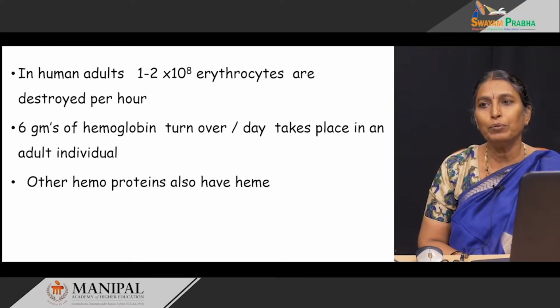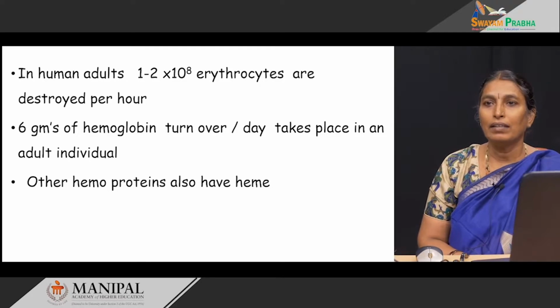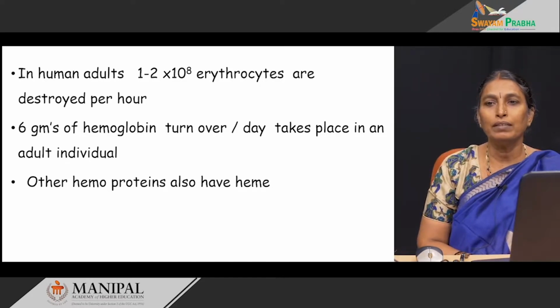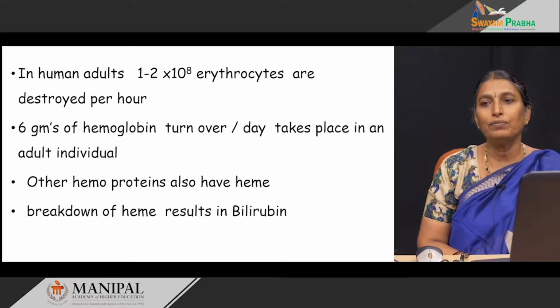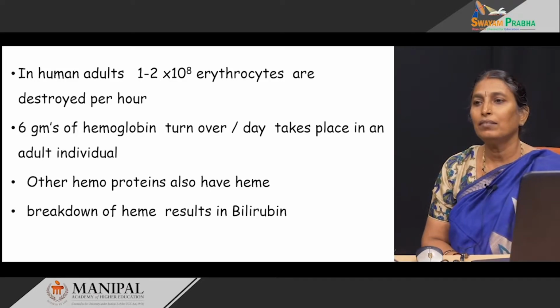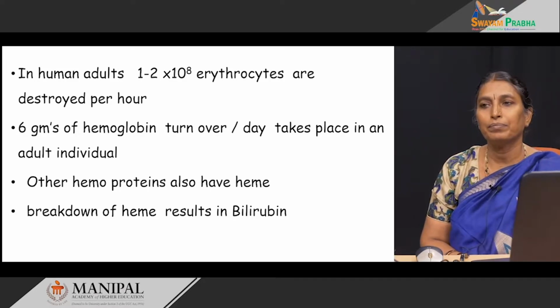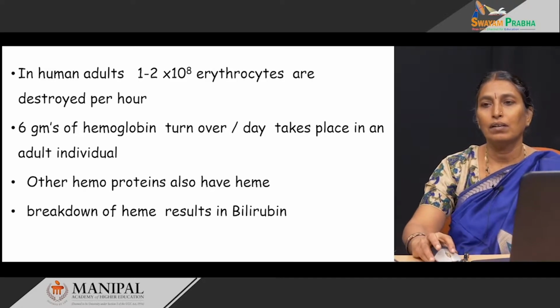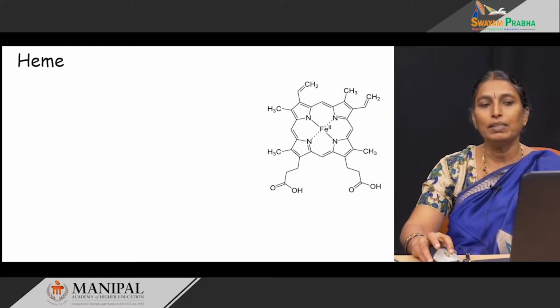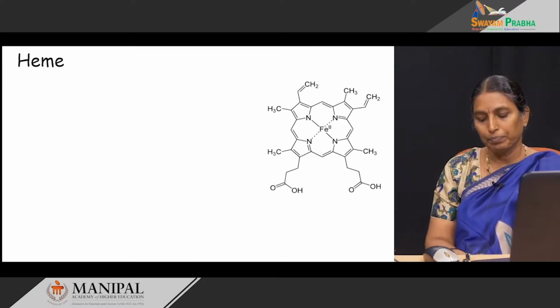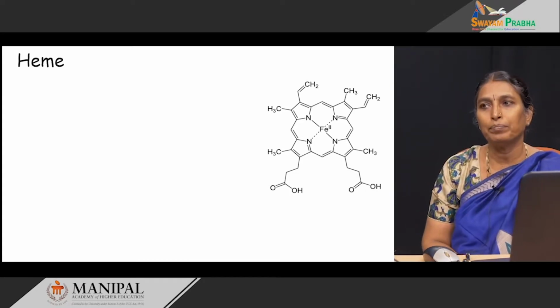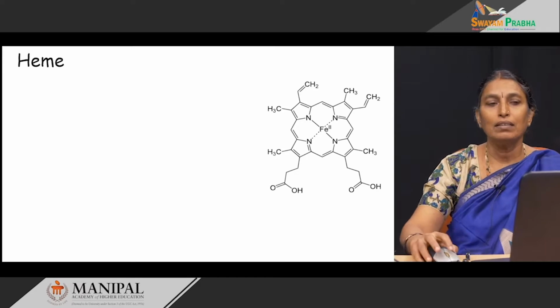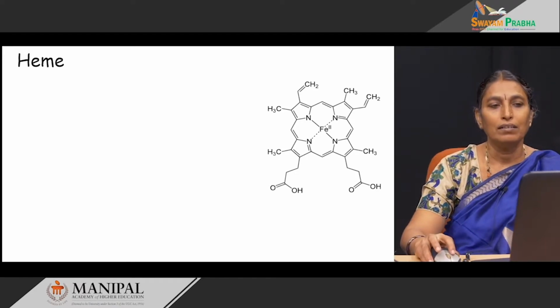Other hemoproteins also have heme, similar to hemoglobin, and breakdown of this heme results in formation of bilirubin. Ultimately, bilirubin is formed from heme. Then what is heme? Heme is a porphyrin ring.